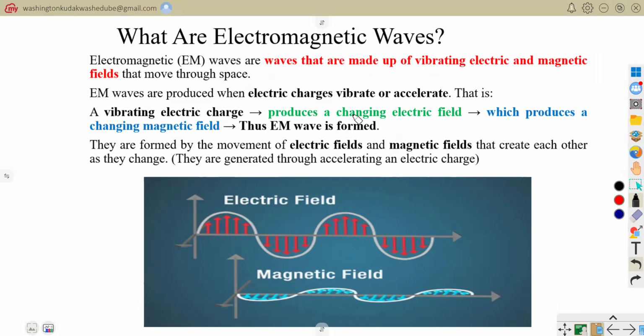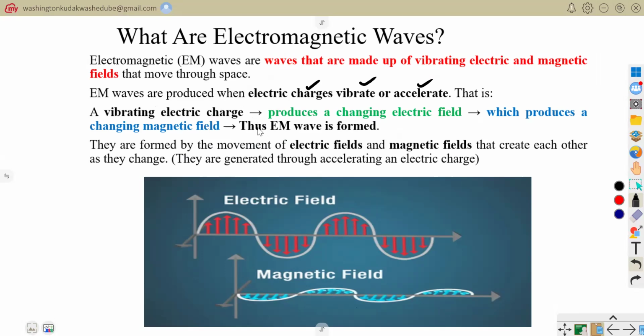So we can actually get to see that electromagnetic waves, they are produced whenever electric charges vibrate or else they accelerate. Whenever they vibrate or they accelerate, then we know that we would have what? A resultant of what? Of electromagnetic waves. So how exactly are they generated or else are they produced? So what happens is we might start with a vibrating electrical charge.